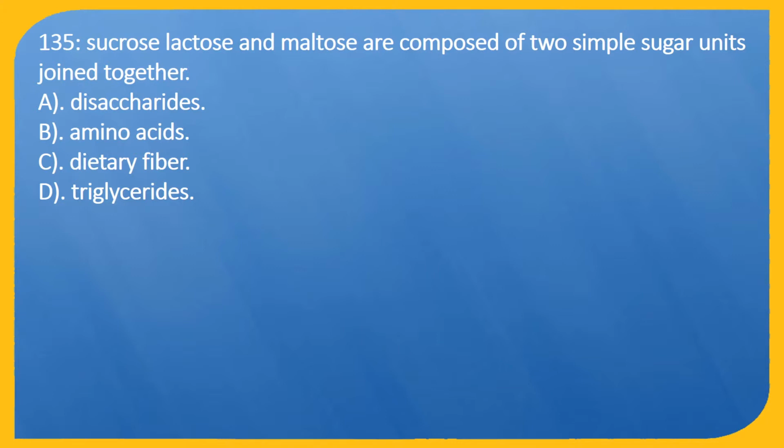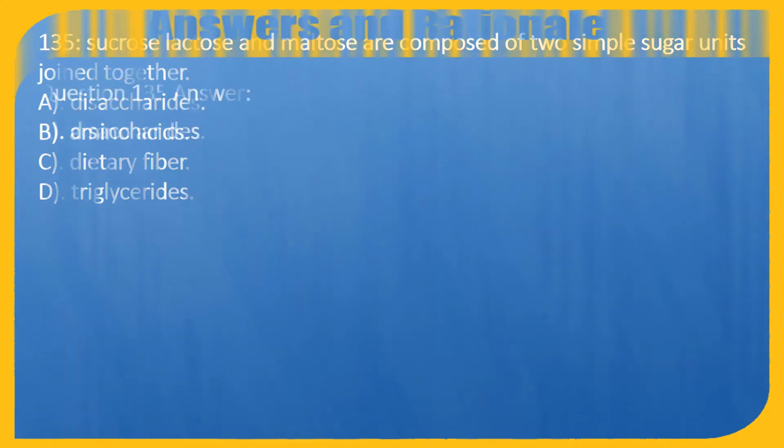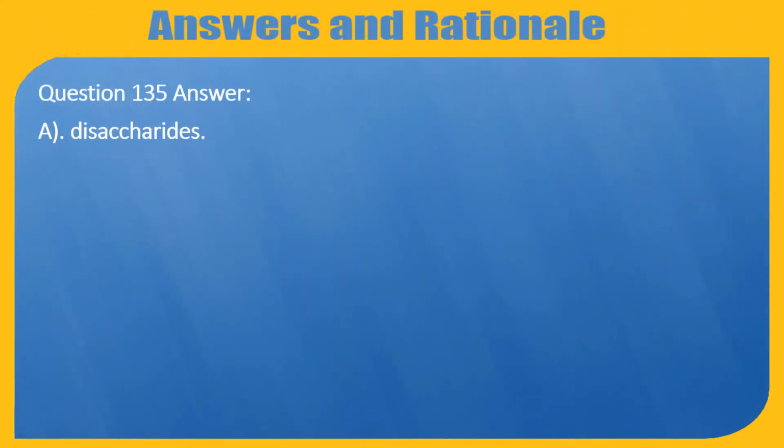Question 135. Sucrose, lactose and maltose are composed of two simple sugar units joined together. A. Disaccharides. B. Amino acids. C. Dietary fiber. D. Triglycerides. Question 135. Answer, A. Disaccharides.